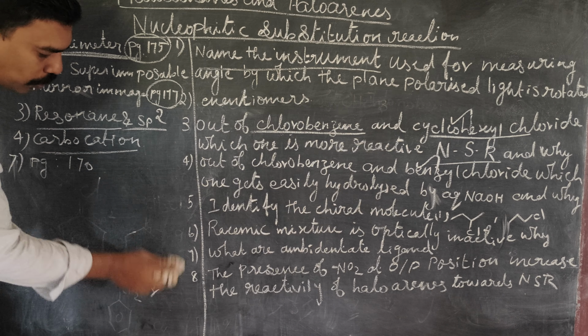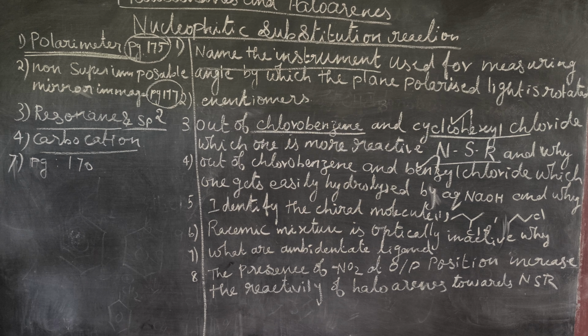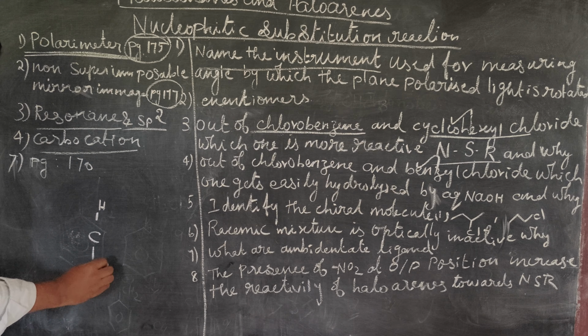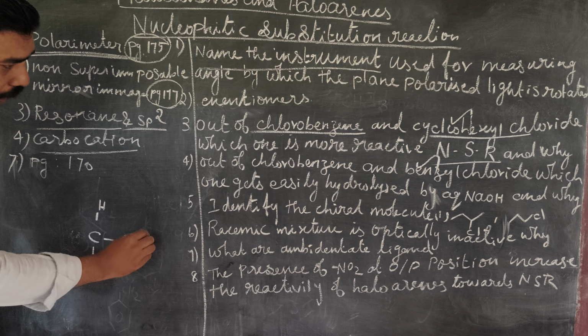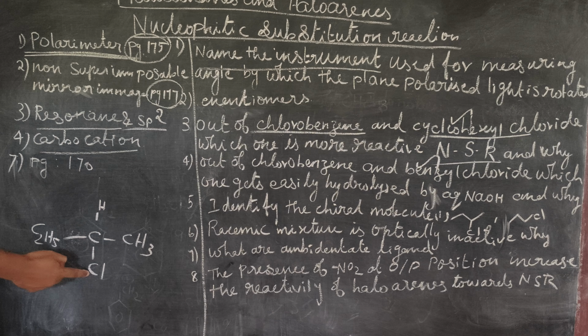Before I explain that, a molecule which shows optical activity is known as a chiral molecule. The first compound: carbon, hydrogen, Cl, CH3, then C2H5. This carbon is satisfied with different groups: methyl, ethyl, chlorine and hydrogen.